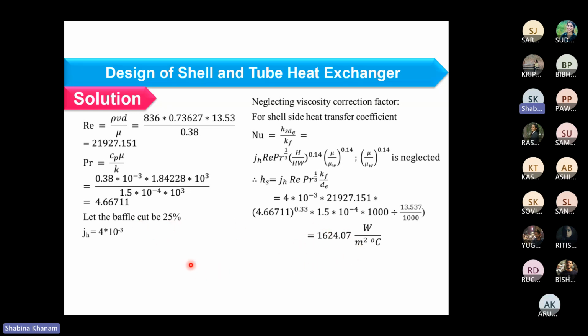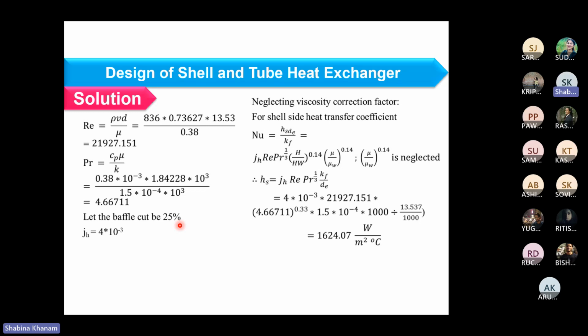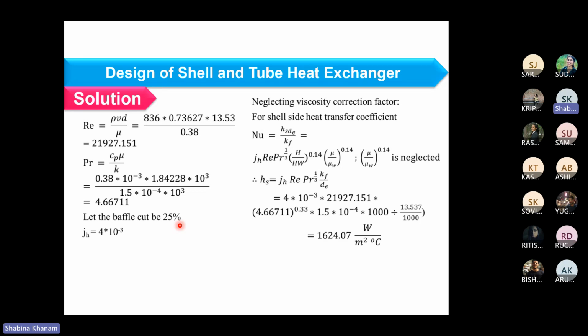Reducing this means we need to increase the flow area. So instead of a baffle cut of 25, you can consider the next value, that should be 35, and you can increase the baffle spacing. We have chosen 0.3 into ds, you may consider 0.5 into ds. Like that you make the changes, and by only doing that you will find variation in the shell side calculation. Tube side calculation will not get affected.